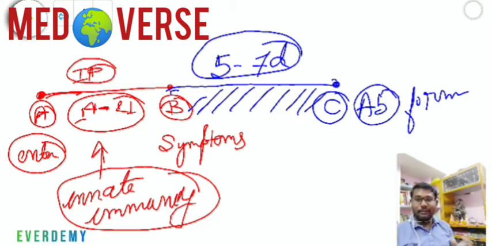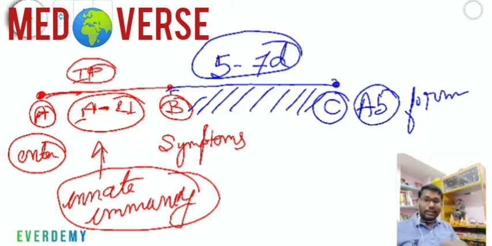So within 5 days of the fever, you will have to do NS1 antigen testing for dengue fever, that is antigen-based testing. This time period, 5 to 7 days, is constant. After the symptoms occur in your body, after 5 to 7 days, antibody formation starts.